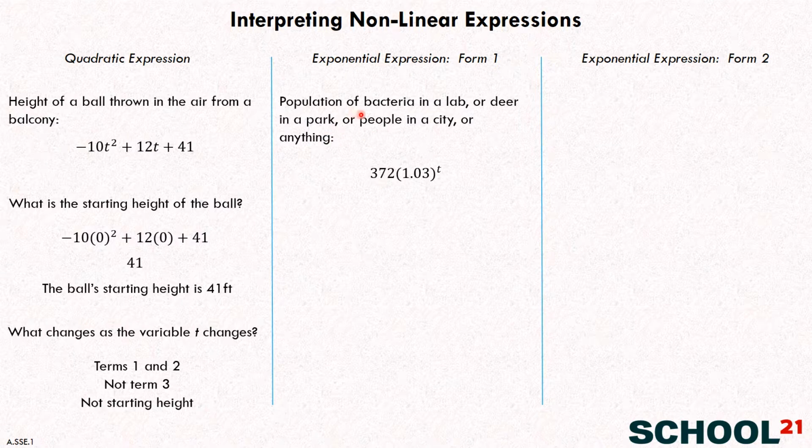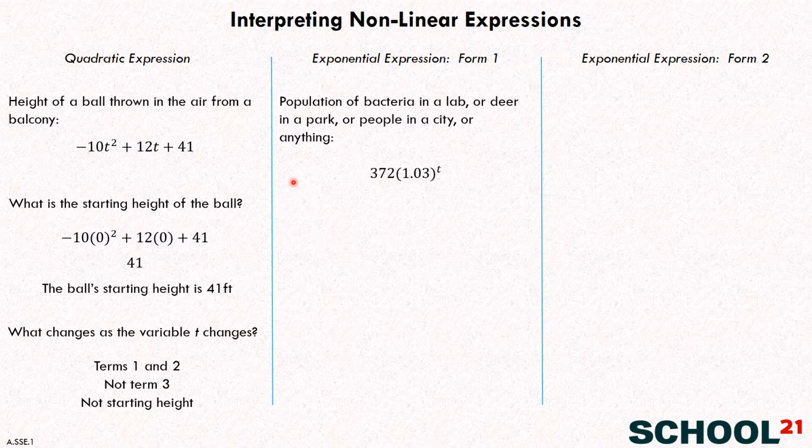So the population of bacteria in a lab, or deer in a park, or people in a city, or whatever, is described by this expression here. And the reason we call it an exponential expression is, look where the variable is. It's in the exponent. So that's what exponential expression means. It's much different than over here, or a linear equation or expression.